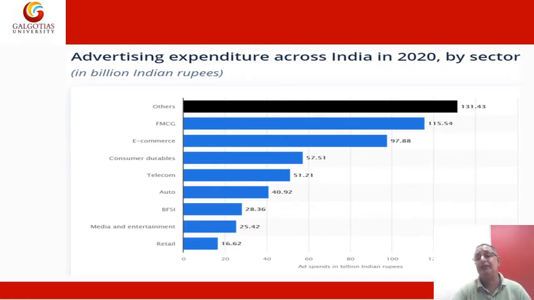Advertising expenditure across India in 2020. You can see that billions of rupees are spent in most of the different segments. Others 131.43 billion, FMCG 105.54 billion Indian rupees, e-commerce is the third one, 97.88, consumer durable 57.51, telecom 51.21, auto 40.92, BFSI 28.36, media and entertainment 25.42, retail 16.62. So you can see the significance of advertising revenue in different sectors.